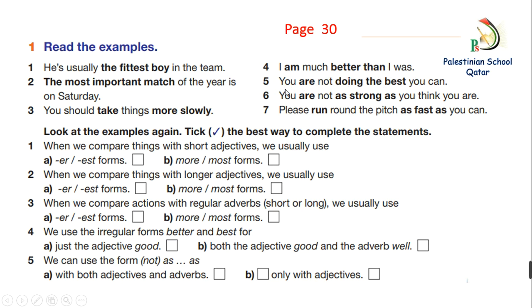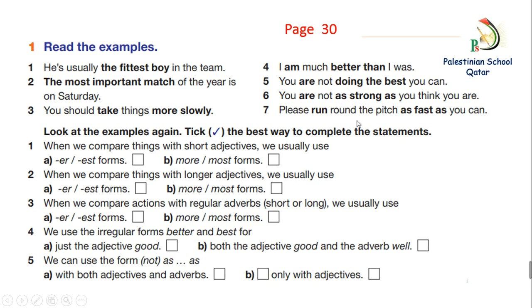Number 5, you are not doing the best you can. Here we have adjective. Why? Because we have the verb are, and here we have the superlative with good. It becomes the best. Number 6, you are not as strong as you think you are. Here the verb is are, and we have as strong as. As strong as, we put the adjective as it is.